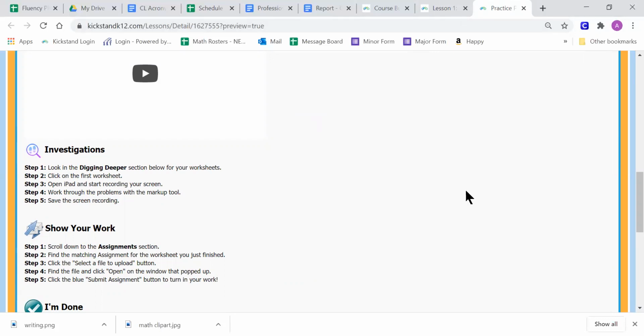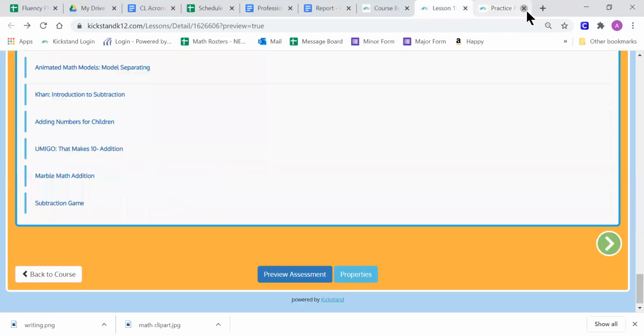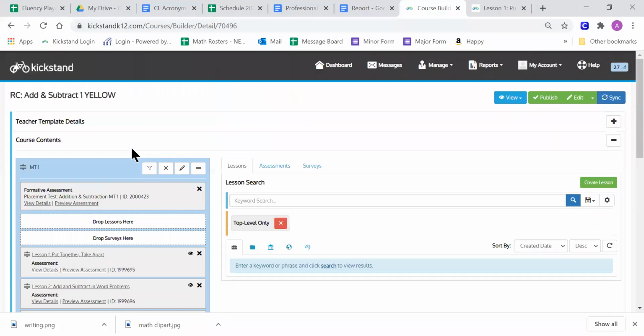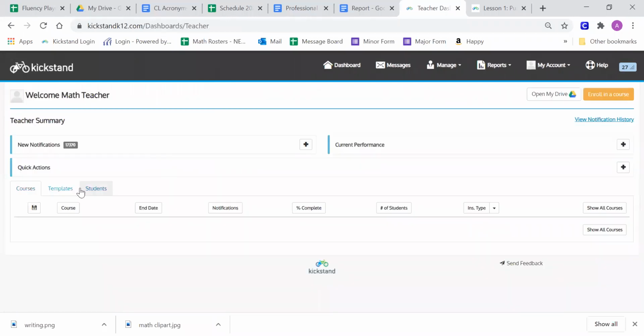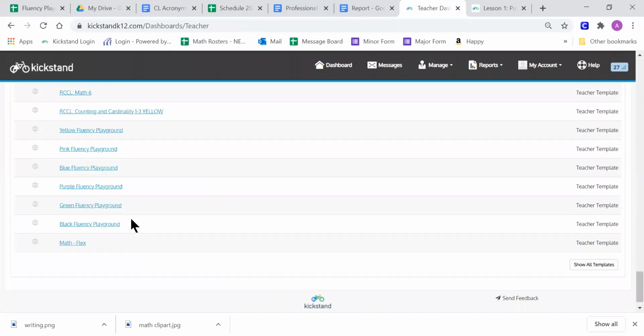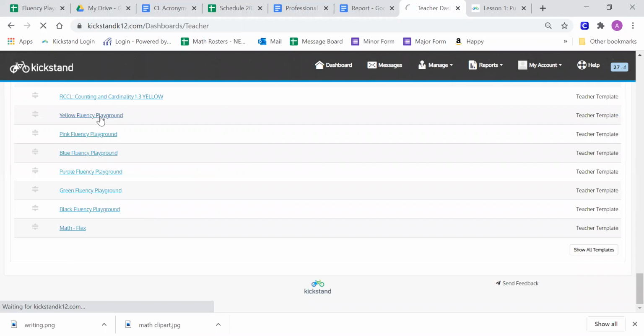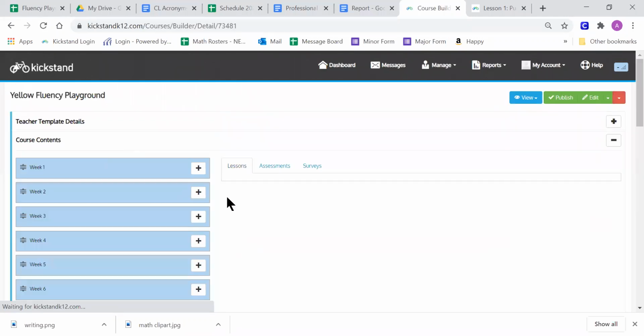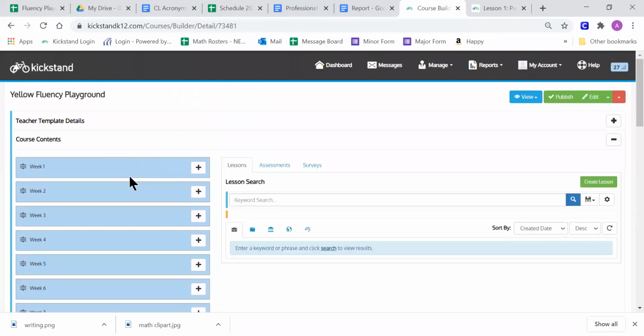If I go back to our courses, we can see the other courses that we have. So we also have a Fluency course, and this one looks a little bit different. It's set up in a different manner. And if I look at the yellow Fluency course, this one is set up by weeks.